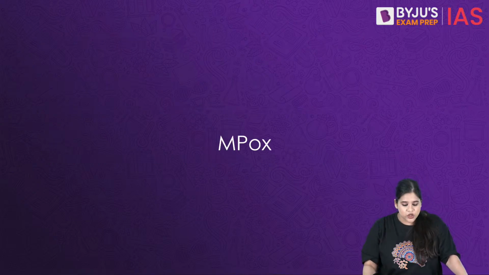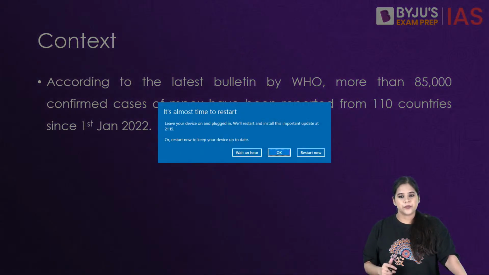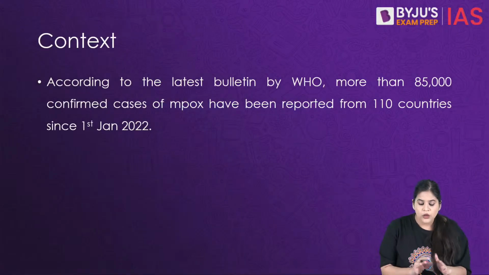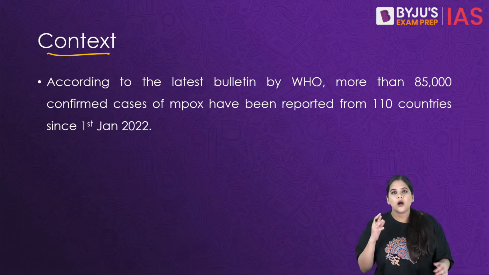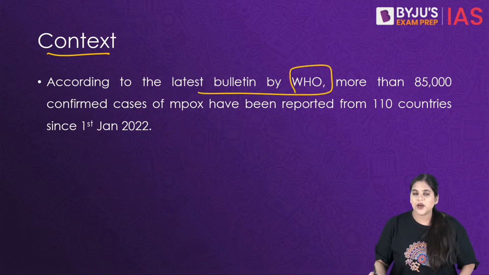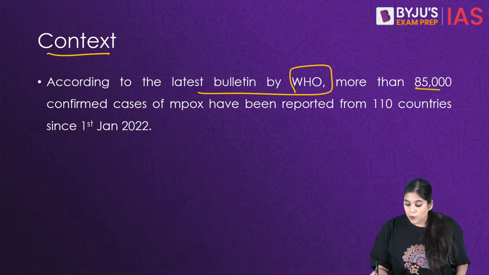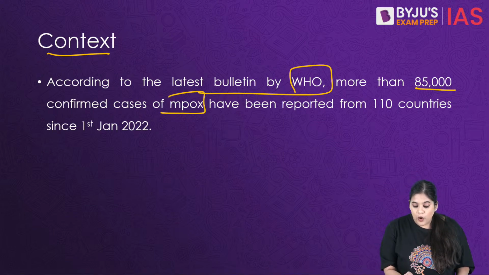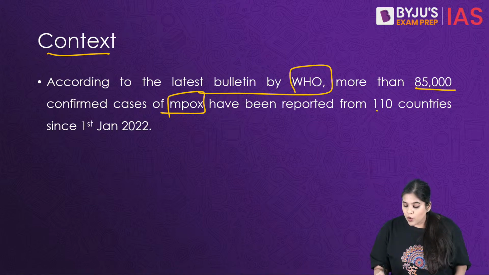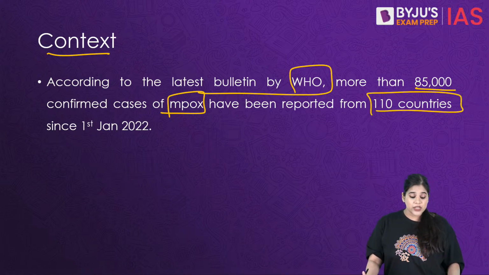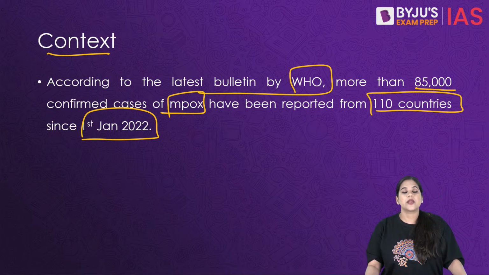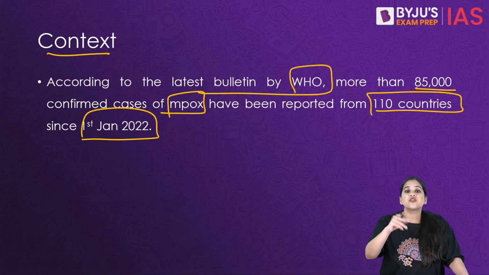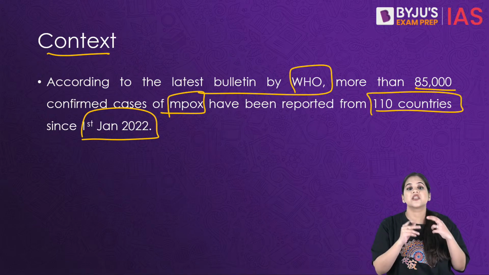Now we move to the next topic, that is Mpox. So the context here is, according to a latest bulletin released by the World Health Organization, more than 85,000 confirmed cases of Mpox have been reported from more than 110 countries since 1st January 2022. So this current outbreak of this particular disease is the worst that we have seen since we discovered the disease.